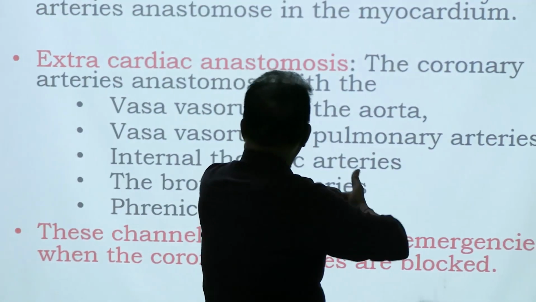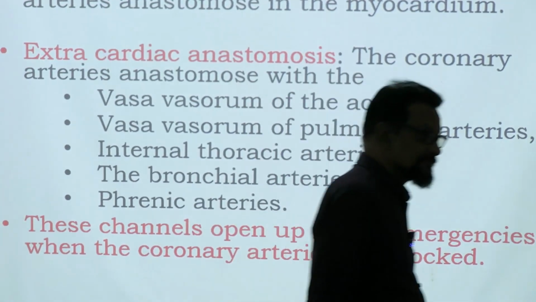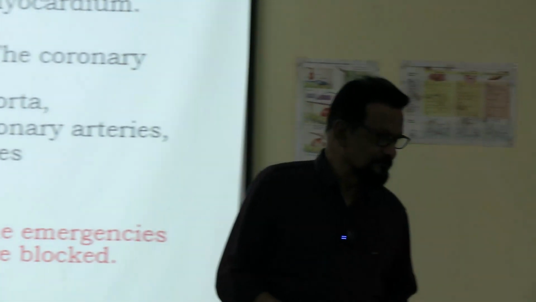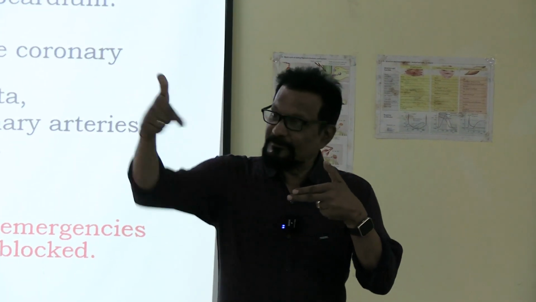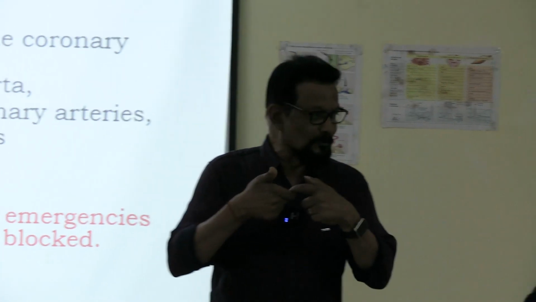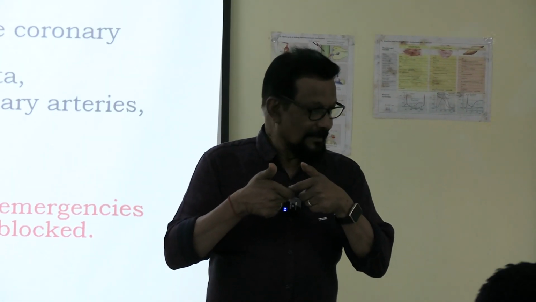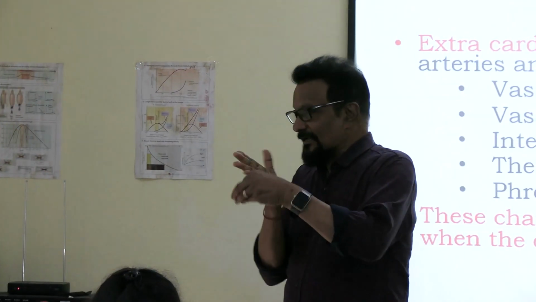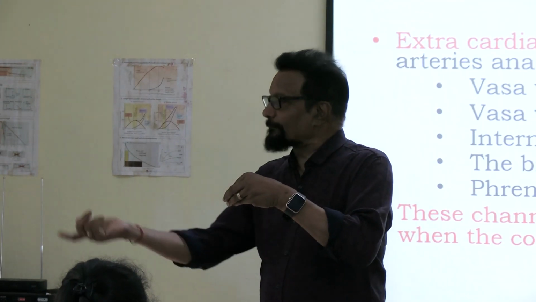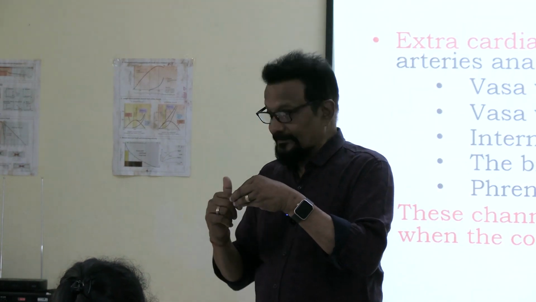Collaterals are there. What do you mean by collateral or anastomosis? Joining of vessels. This is also an artery, these are also arteries. Both are joining. This way collaterals are formed. When these are formed, by chance if one is blocked, then the other may become active.